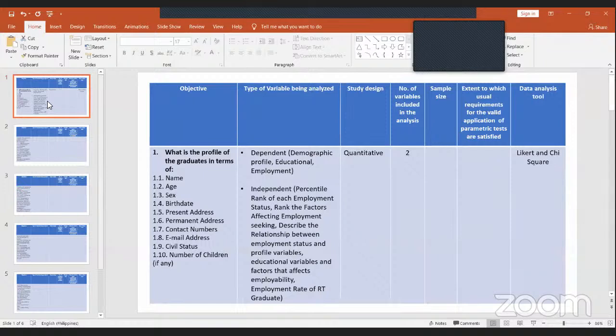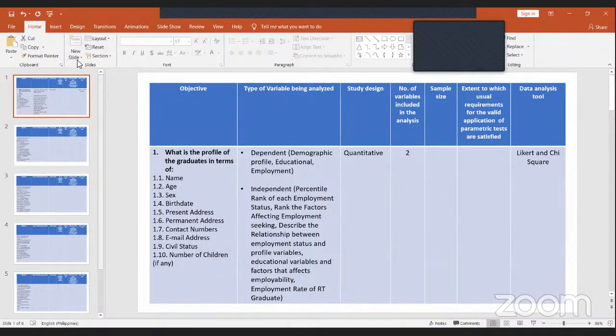Yan. Okay, so yung first objective mo is to determine the profile variables. Now, may I ask, this is a tracer study muna, no? If it's a tracer study, you're not supposed to sample it because you trace everyone.